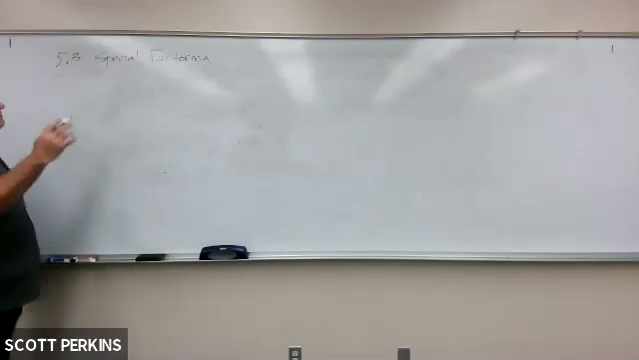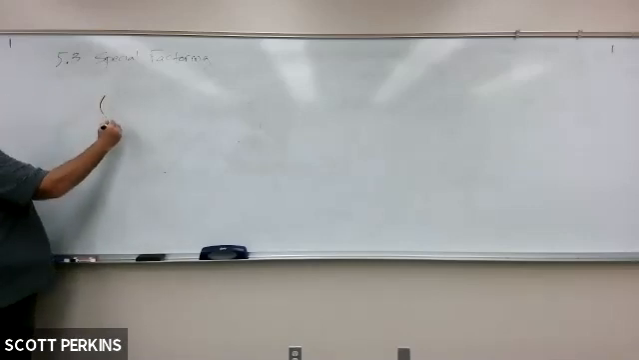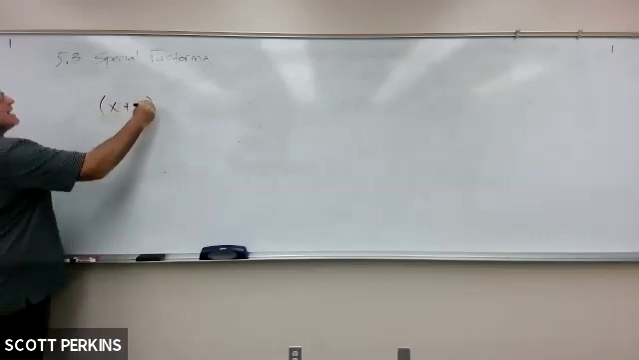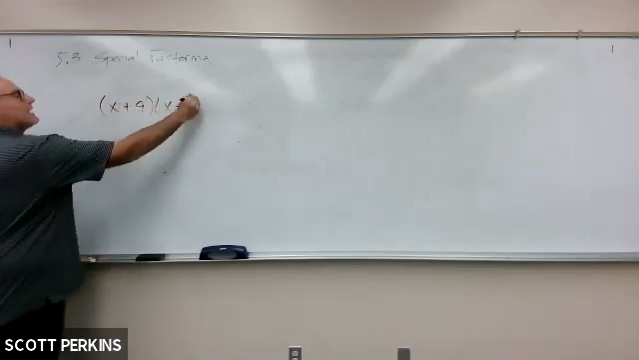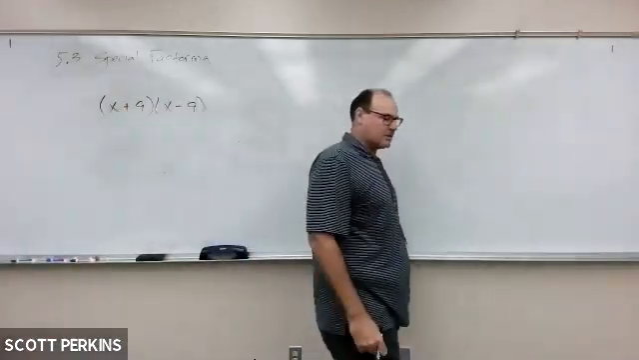Do me this favor, gives us the opportunity to practice this. I want you to multiply these 2 things together, FOIL this one. Okay, so let's say we have x plus 9 times x minus 9. Multiply those 2 things together, and then we're going to look at the result.